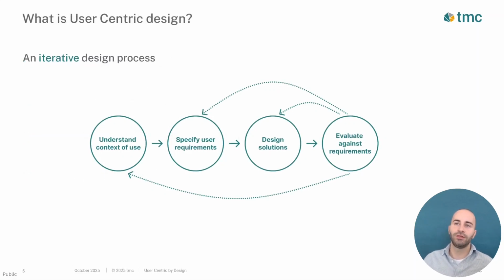What is user-centric design? By definition, we would say that user-centric design is an iterative design process that prioritizes the needs, the behaviors, and the preferences of our end users throughout the product development cycle. I try to show that process here with a preview of it in our diagram and how it goes in four stages.